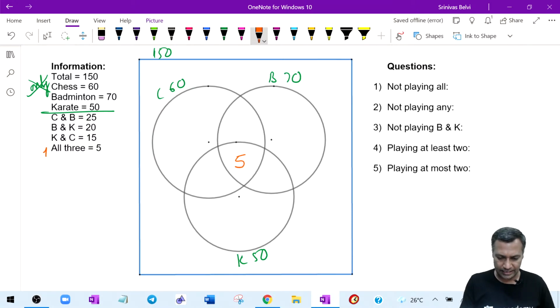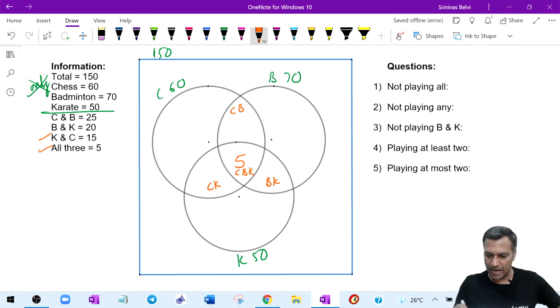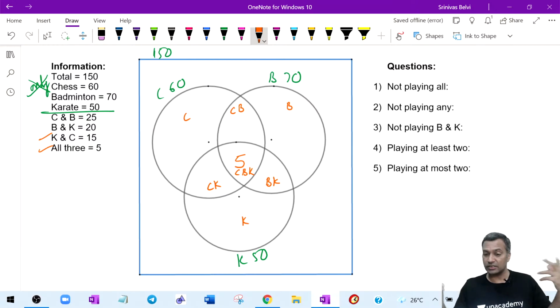Now look at karate. Karate and chess is 15. Now listen, karate and chess 15 means these two sets. You may ask, what is this? This is cricket, badminton, and karate, this particular cell. This is cricket and karate. This is badminton and karate. This is cricket and badminton. Only cricket, only badminton, only karate. These are the things out here.